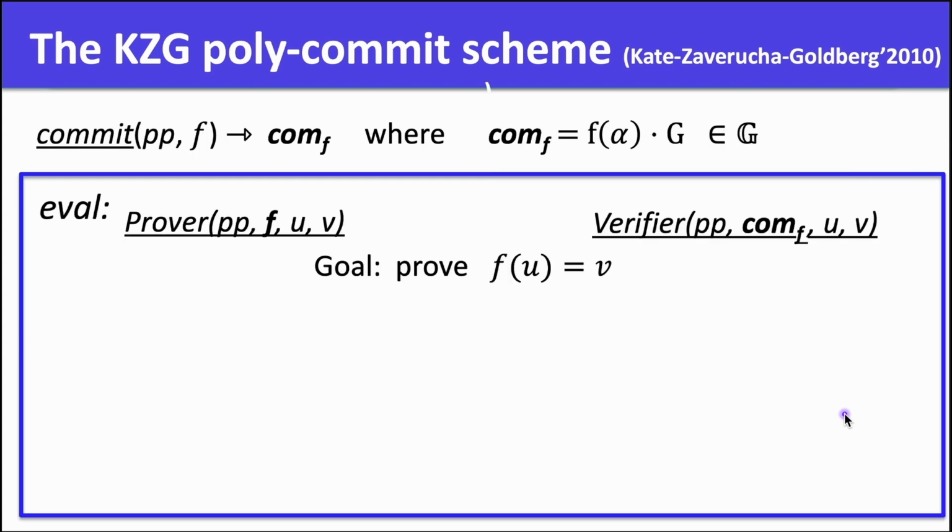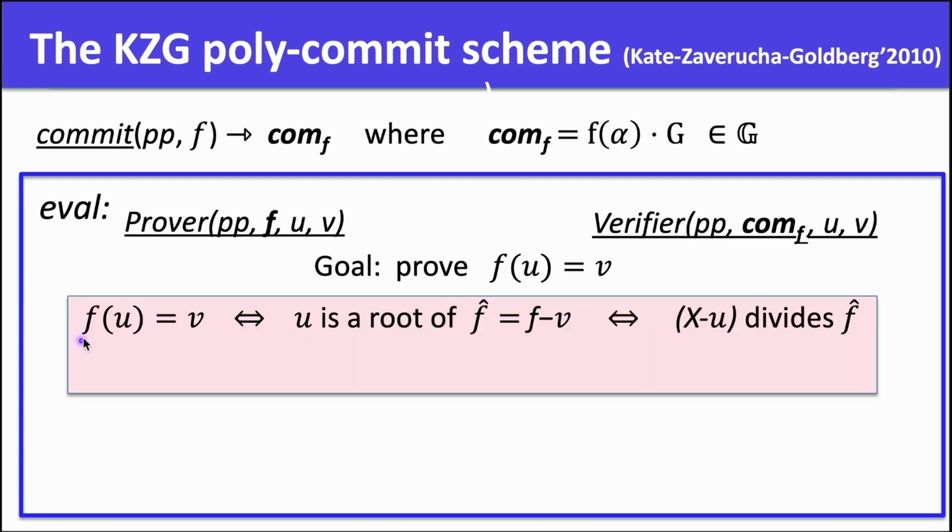The next thing we have to do is look at the evaluation procedure. So how do we prove to the verifier that the committed polynomial f satisfies f of u is equal to v? So again, the verifier here has the commitment to the polynomial f. It has these values u and v, and it wants to be convinced that the committed polynomial f satisfies f of u is equal to v. So how do we do this? Well, we do that using the following observation.